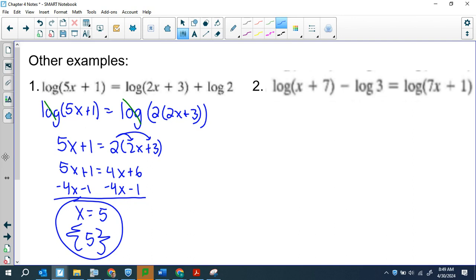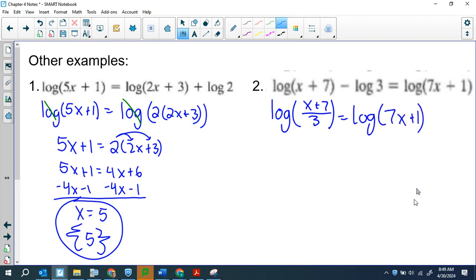All right, and then example 2. Same idea, but now we're subtracting 2 logs. So since we're subtracting the 2 logs, we would need to divide the x plus 7 by 3. But now that we have that, we have a log on the left, log on the right, same base. So those logs cancel out, and our numbers in parentheses are just equal to each other.